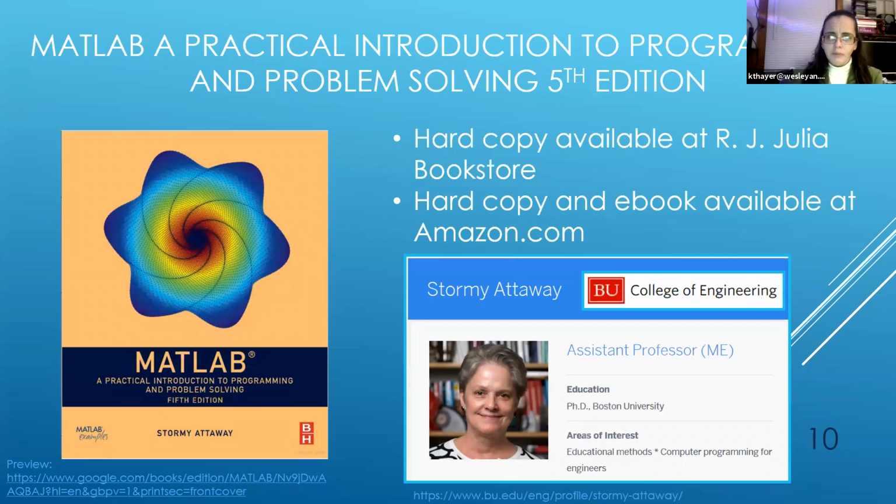You can get the hard copies from RJ Julia Bookstore, and they actually just sent out an email that they do have them in stock, but I know that they are going to send them back at some point. You can get the book on Amazon. You can also get it in hard copy. It's available in e-copy. I've also contacted the Wesleyan Library staff, and I've asked them to have a desk copy, a virtual desk copy, available for students.